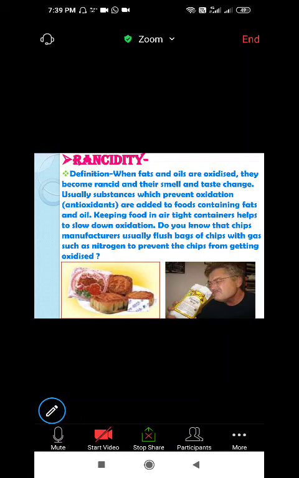I don't know whether you have an idea about this or not, but if you want to store something or keep something for a long period of time, and I'm talking about food items especially right now, then what we do is put them into an airtight container, right? Now what do we mean by airtight container? An airtight container means a container through which air cannot pass. That is known as an airtight container.